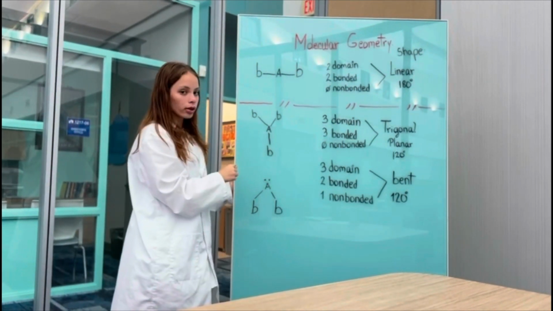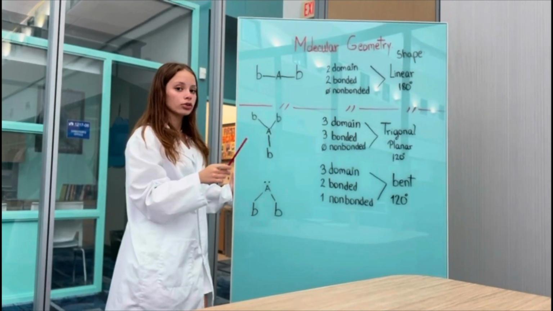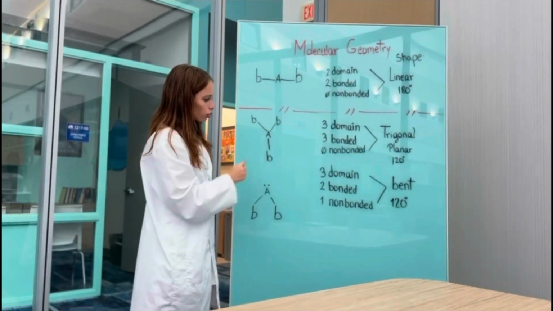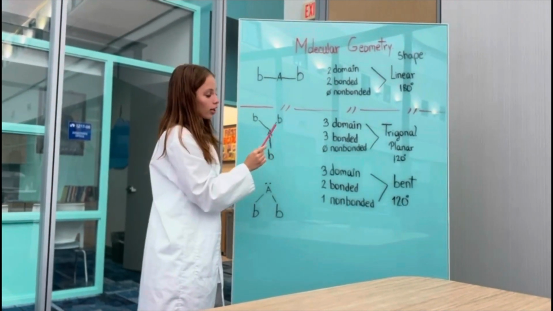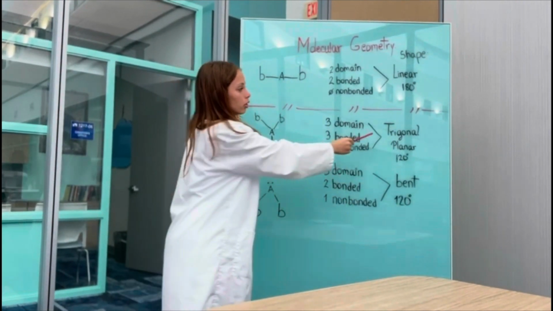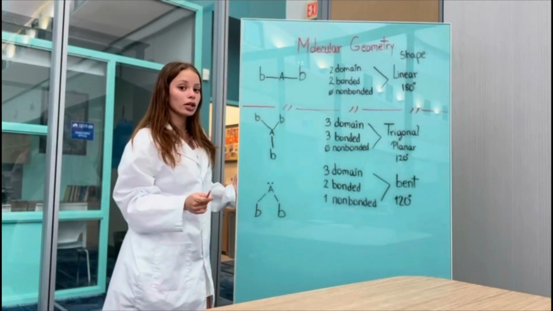For the second one, we're going to have a trigonal planar electron geometry. They're going to be these 2 examples. In the first one, we have 3 domains, 3 bonded, and 0 non-bonded. They're going to have a trigonal planar shape with 120 degrees.